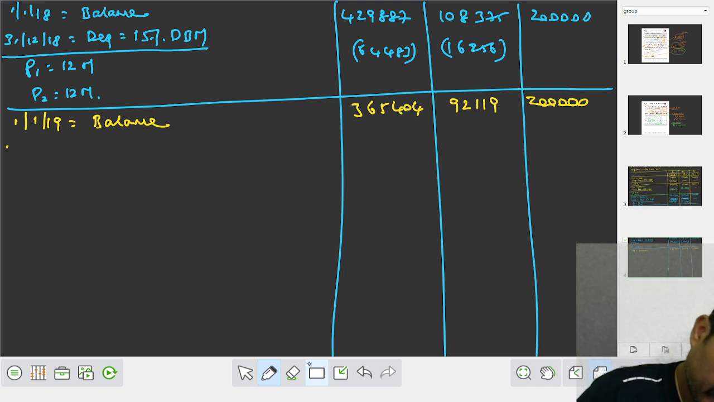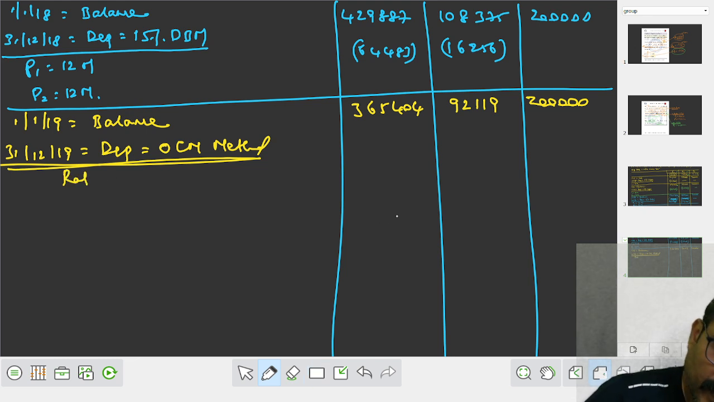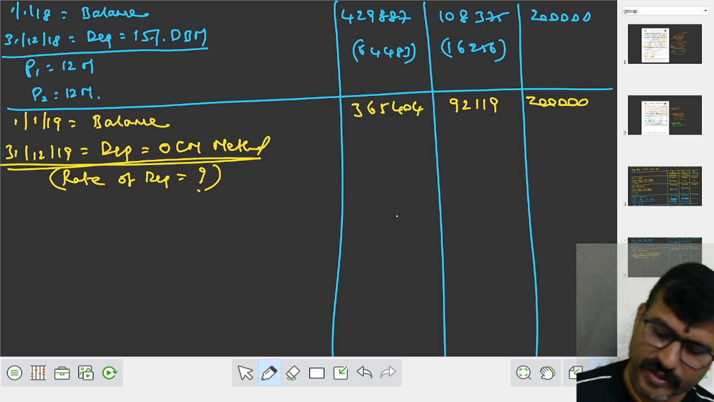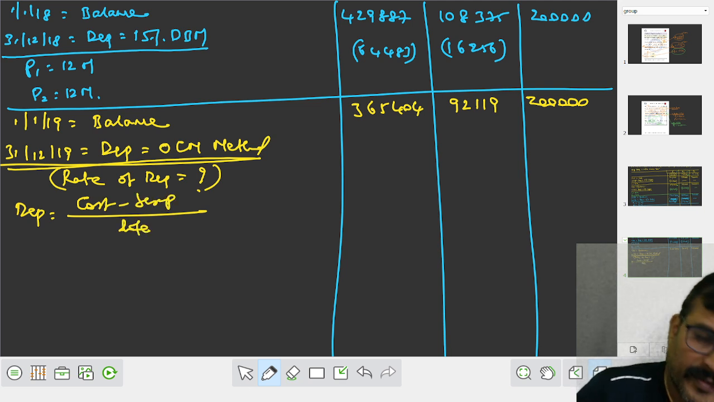Here what happened? 31st December 19, depreciation is OCM method. Are you given with rate of depreciation? See my dear children, rate of depreciation is not given. When under OCM method, rate of depreciation is not given, we have to apply the formula. What is that? Cost minus scrap by life.